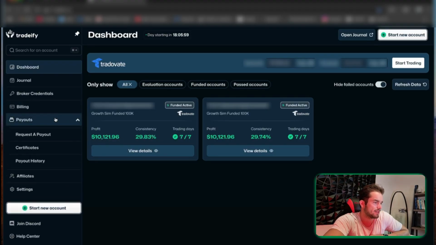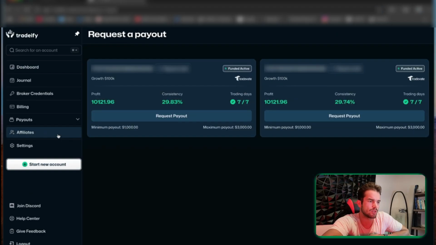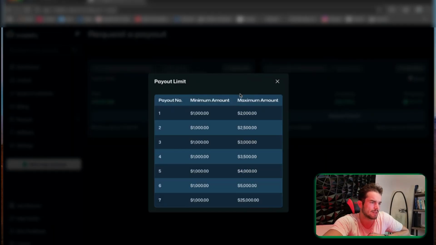In the payout section here, it shows request a payout. You have some certificates of previous payouts as well as payout history. So we're going to click on request a payout. Again, I haven't done this before on the new one, but I'm sure it's pretty similar. So yeah, it does show you right here the payout limit. So it shows you the number of payouts.